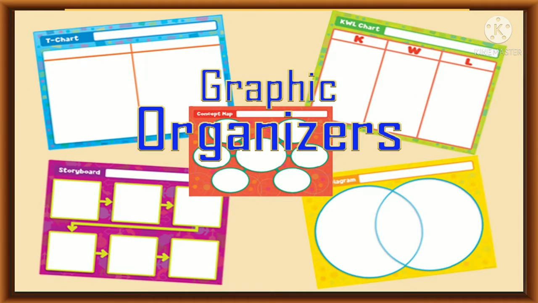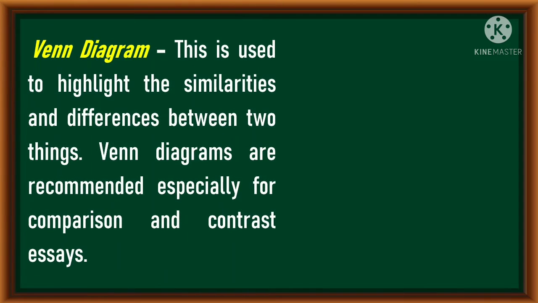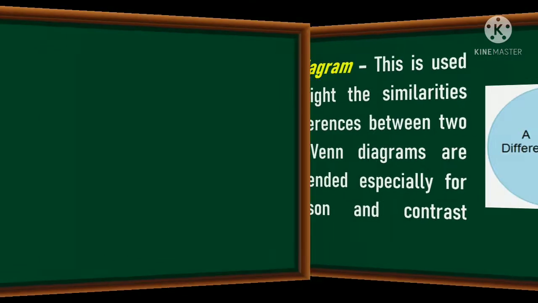There are different forms of graphic organizers, each with its own unique way of organizing and displaying specific bits of information. Number 1 is Venn diagram. This is used to highlight the similarities and differences between two things. Venn diagrams are recommended especially for comparison and contrast essays.